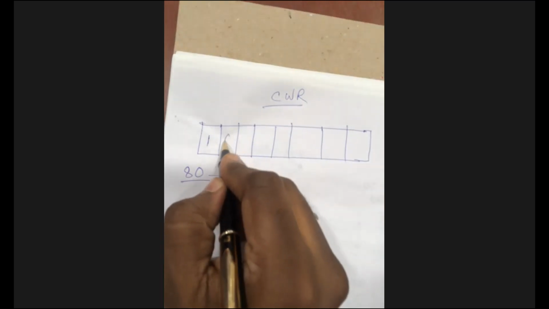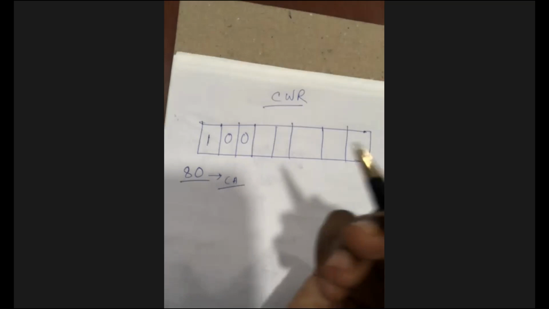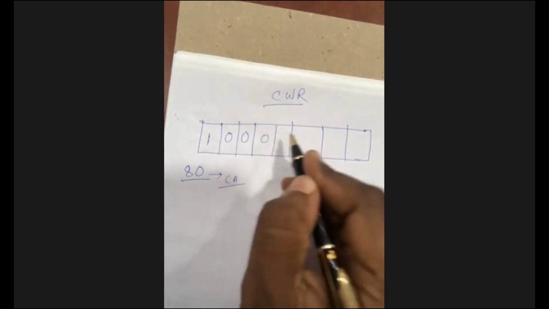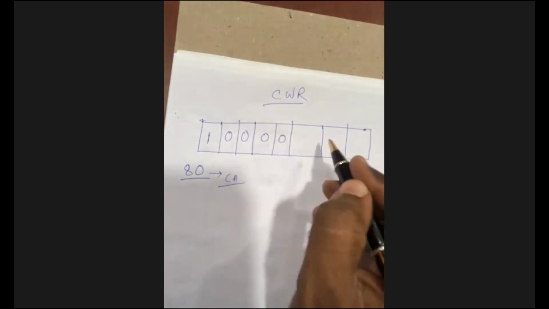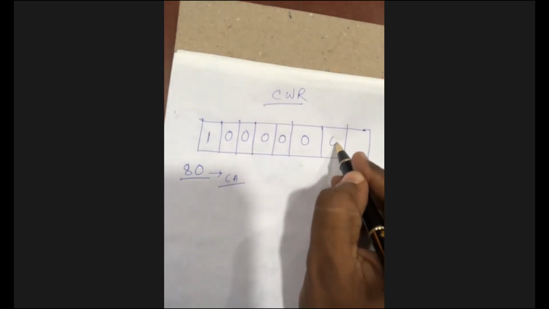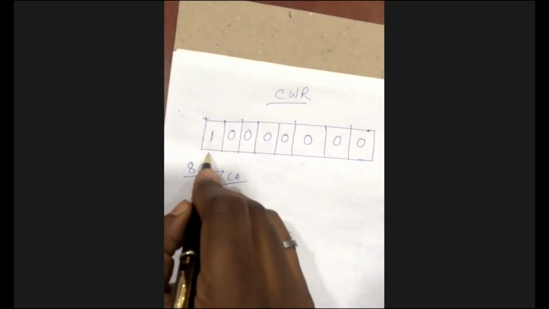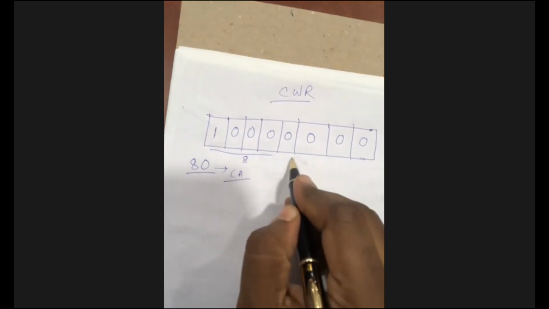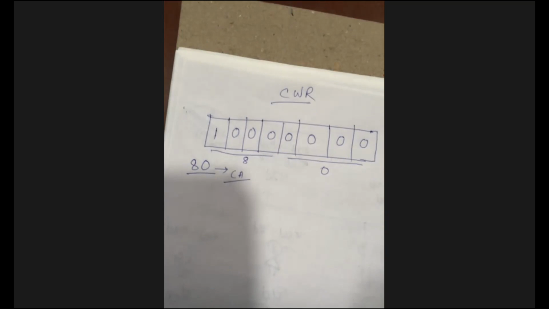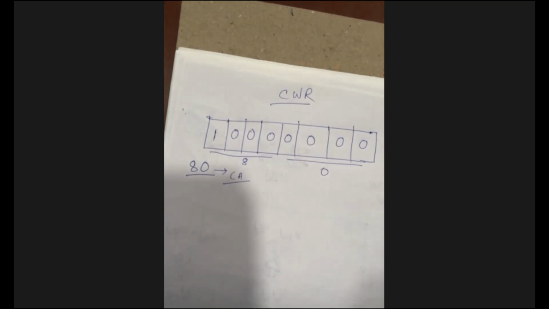Next, it should be mode 0, so 0, 0. Next, all are output. So PA is output, PC upper is output, PB should be output, PC lower should be output. So all are 0, and it will be 80. In hexadecimal, it's 8 and 0. Is it clear? So this is the value of CWR.